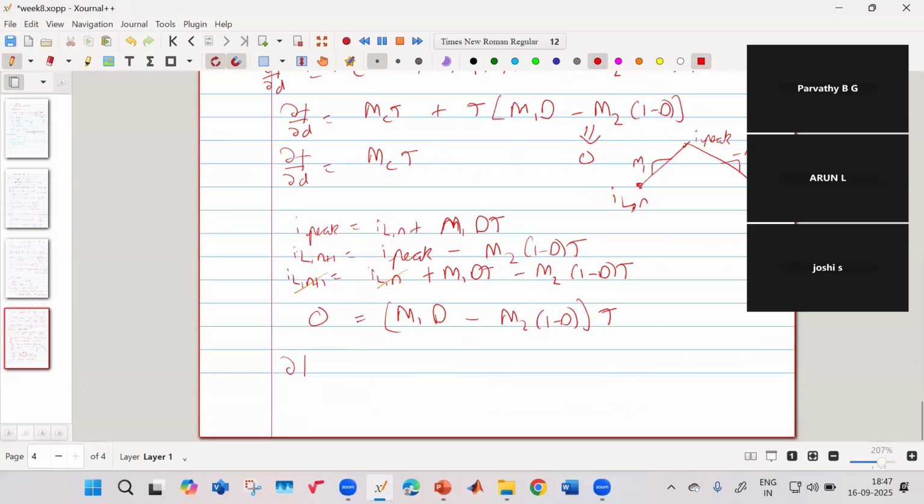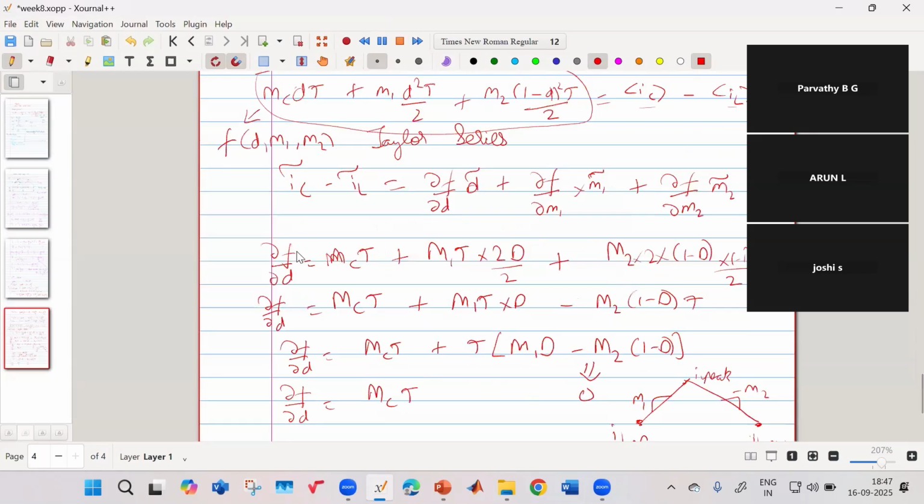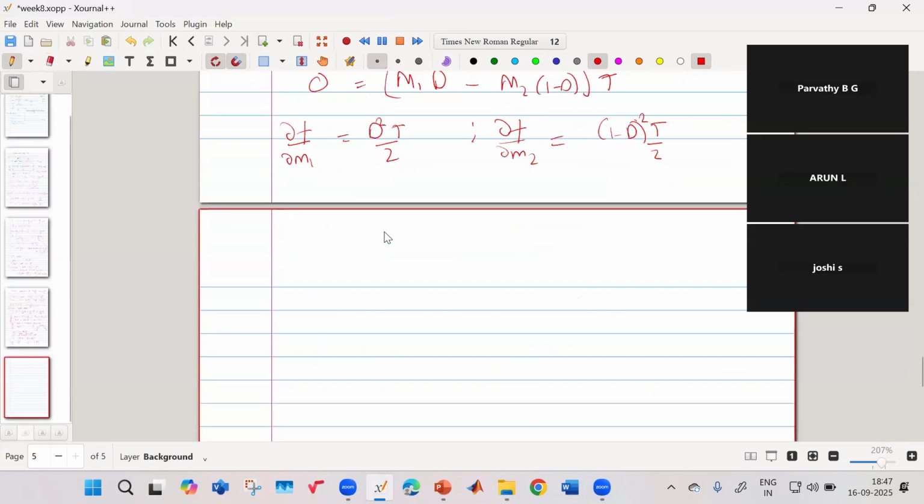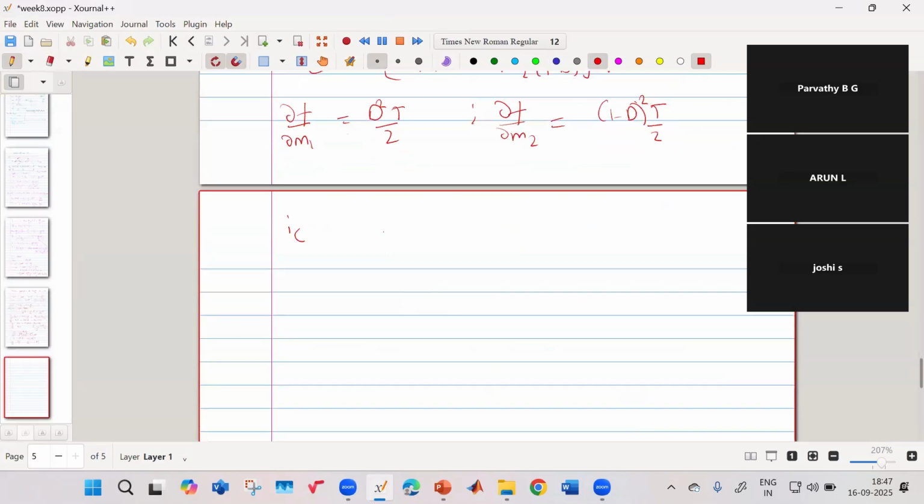So you have your delta F by delta M1 is D square T by 2, and your delta F by delta M2 is equal to 1 minus D square T by 2. Is there a minus sign? No. Is it a small d or a capital D? It's capital D, correct. Good. You guys are paying attention. So this 1 minus D square T upon 2 and D square T upon 2. Very good. So now we can write our IC tilde minus IL tilde.